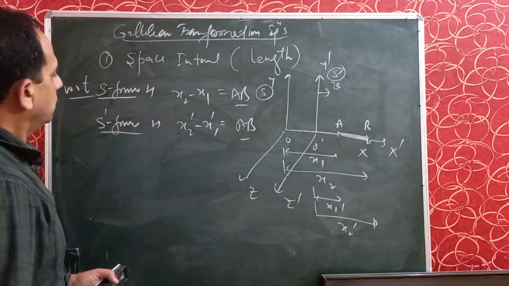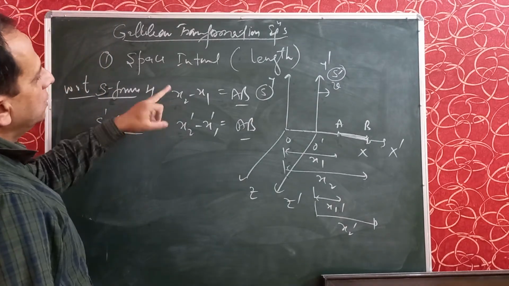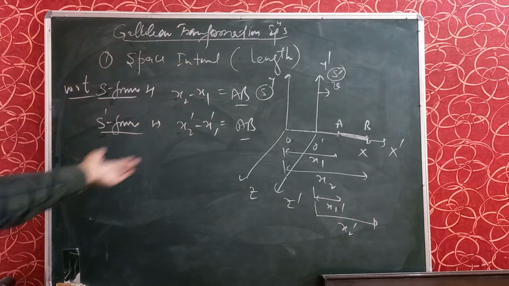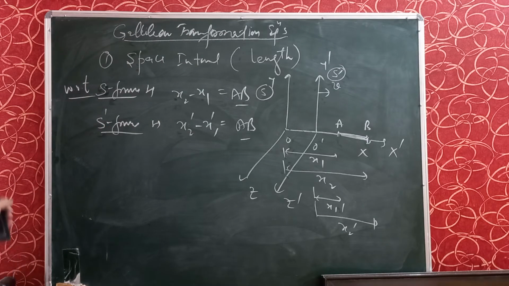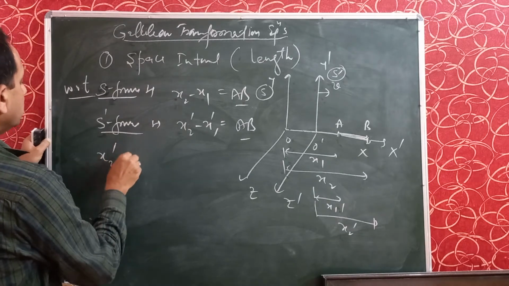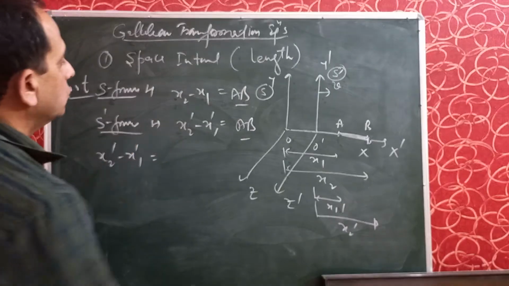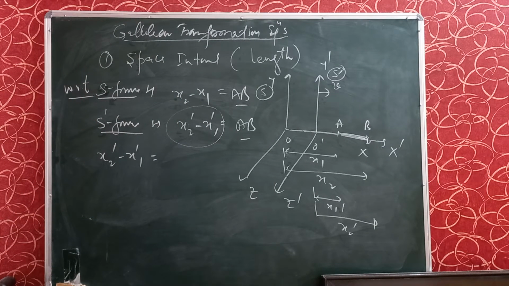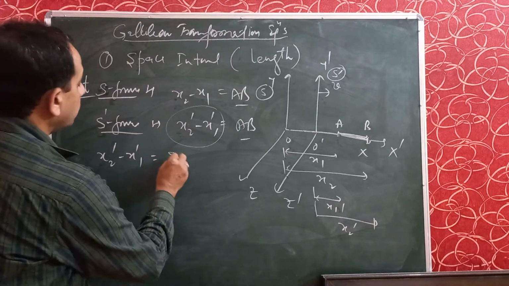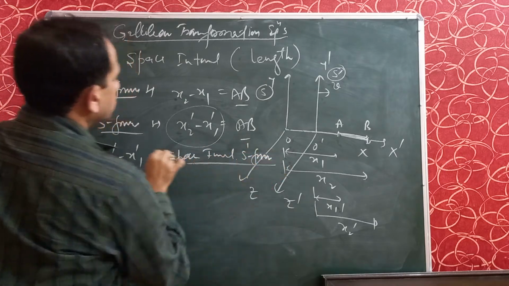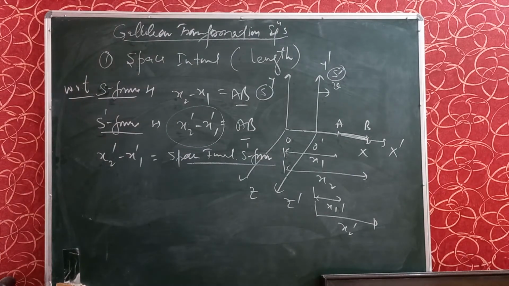Okay. Now we will find the relation between x2 minus x1, that is length measured with respect to S frame, and length measured with respect to S dash frame. So we can apply for x2 dash minus x1 dash. I am starting from the S dash frame. You can start also from the S frame. You will get the same answer. So this is the space interval in S dash frame.